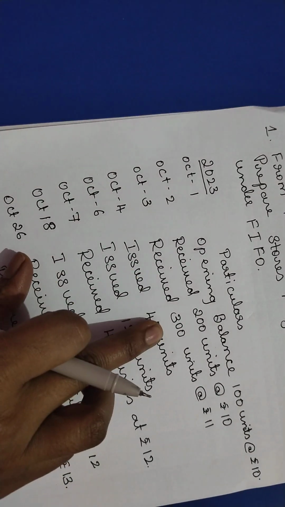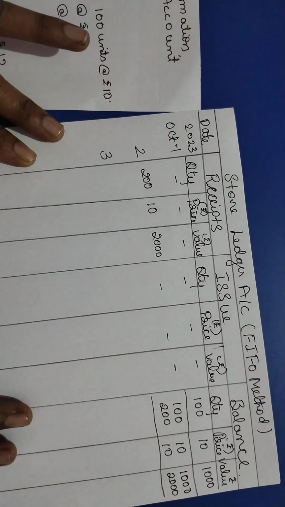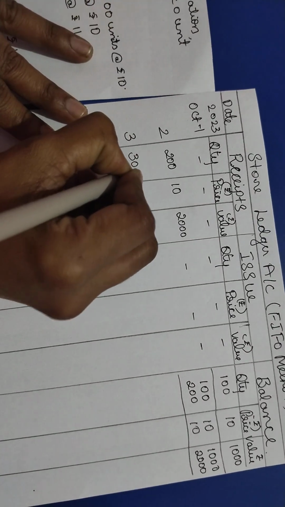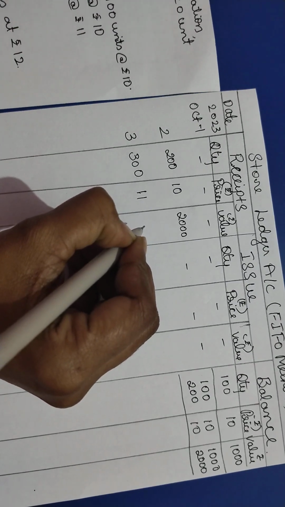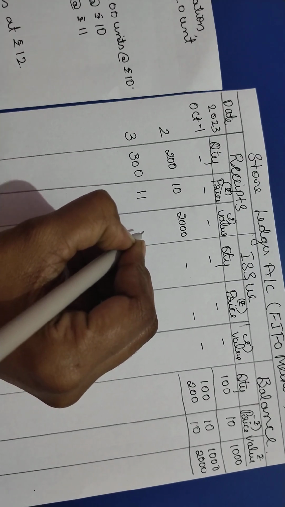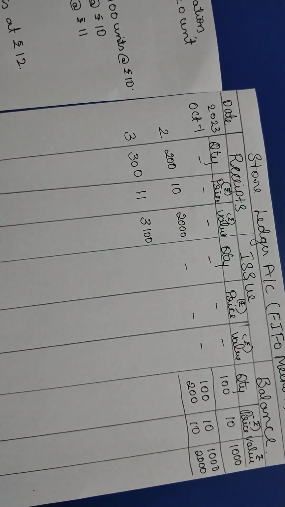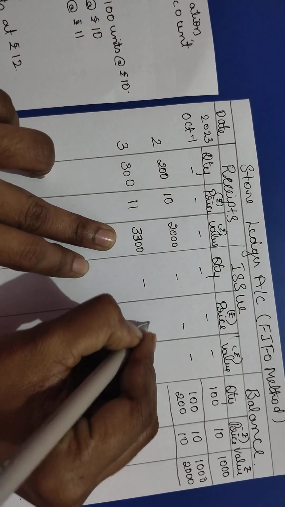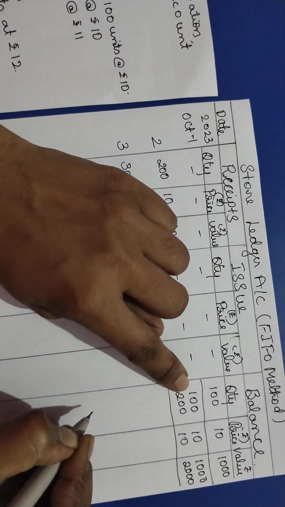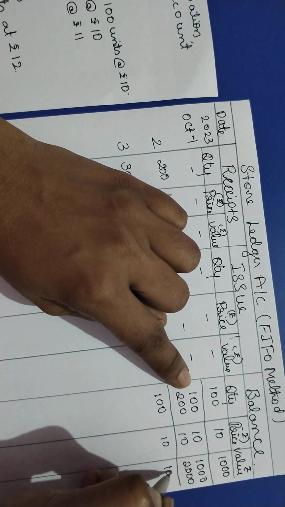Then next transaction is received 300 units at rupees 11. We have one more receipt on third, that is 300 units at rupees 11. So 300 into 11 is 3300. Now how are you recording the balance? Copy as it is. The old balance, carry forward the old one.